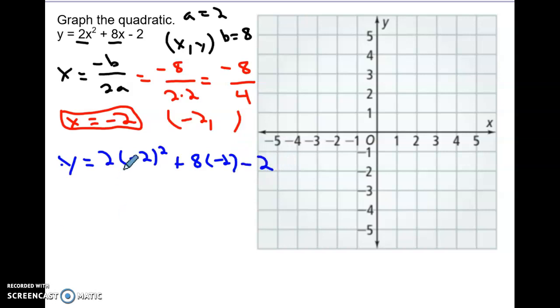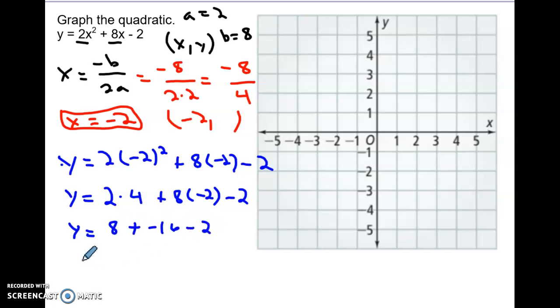And so from here we just got to do a bunch of PEMDAS, which would be exponent first. So make sure you square this first to get a 4. Sorry, I'm really struggling with the writing here. Then next in PEMDAS we'd multiply. So 2 times 4 is 8, and then 8 times negative 2 is negative 16, and then a minus 2 on the end. Now if we go left to right, we'd have negative 8 minus 2 more, so we'd have negative 10. And so that completes the y coordinate of our vertex.